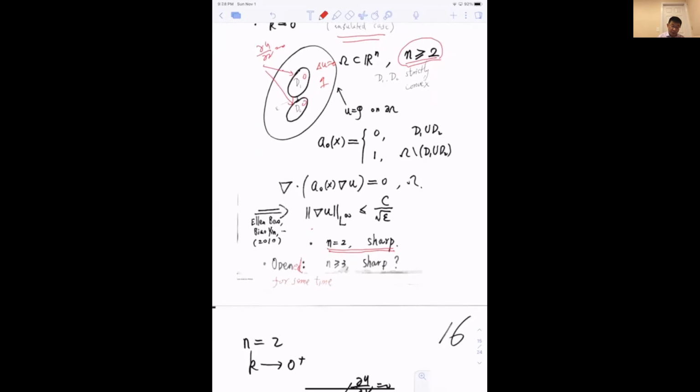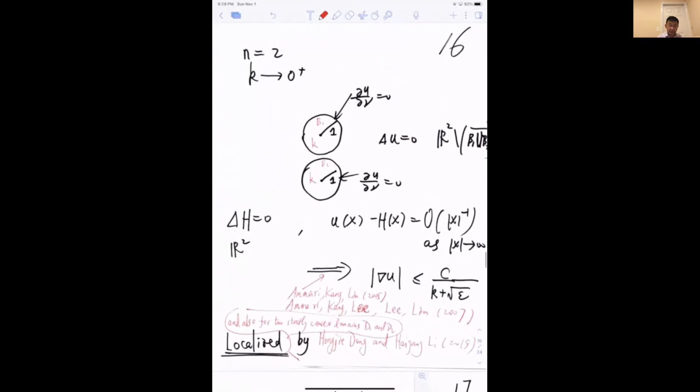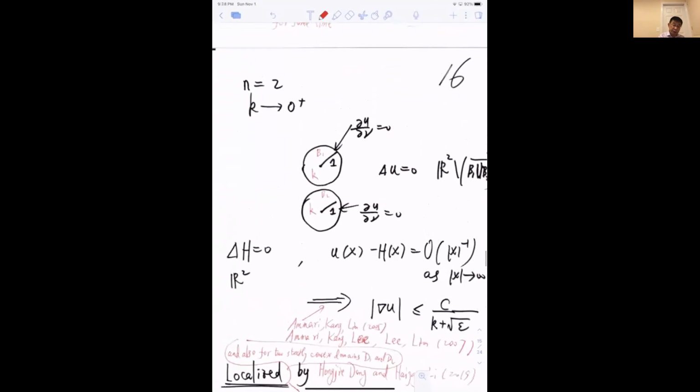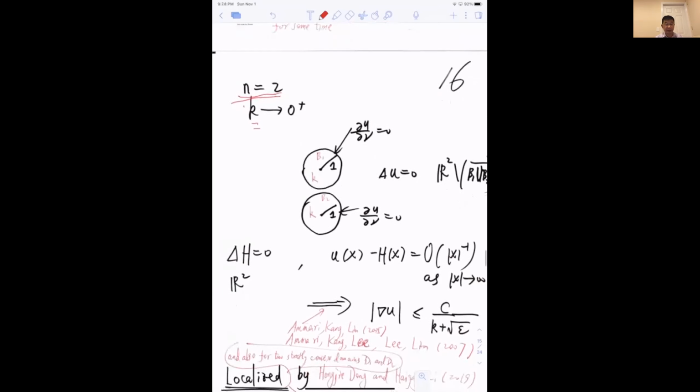So it has been open for a while whether or not this is sharp for n greater than or equal to 3. Namely, is it possible to actually improve this rate? And for n equal to 2, again, it is desirable to know how this estimate depends on k and epsilon. Therefore, the k equal to infinity case estimate will follow by simply sending k to 0, and the k equal to 0 case will be, yeah.